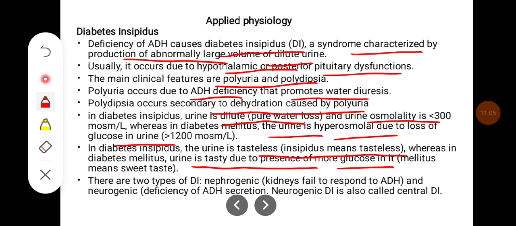So there are two types of diabetes insipidus: nephrogenic, that is kidney fails to respond to ADH, and neurogenic, where there is actually deficiency of ADH secretion. Neurogenic diabetes insipidus is also called as central diabetes insipidus.